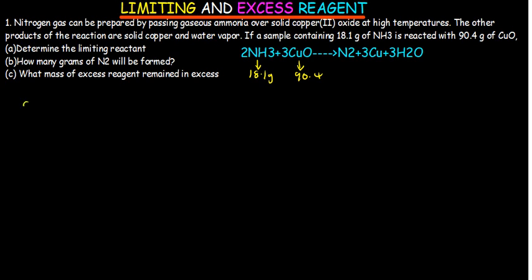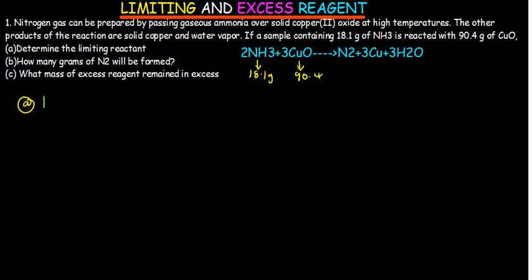So how do we determine the limiting reagent? Well, the first thing that we need to have is a balanced chemical reaction. This chemical reaction which is here is already balanced, so we'll just use it. To determine the limiting reagent, one thing that we are going to do is first determine the moles of ammonia and the moles of copper oxide.